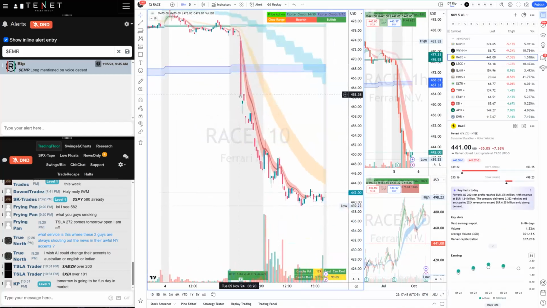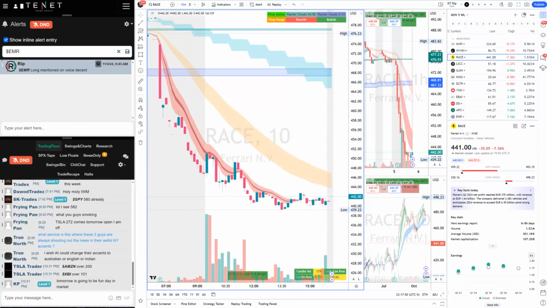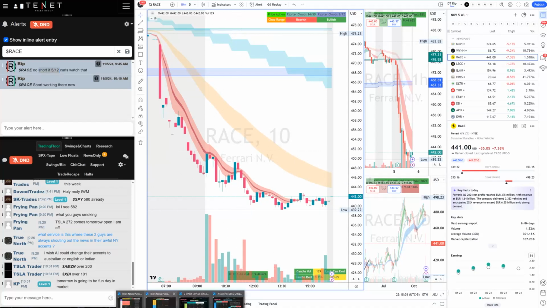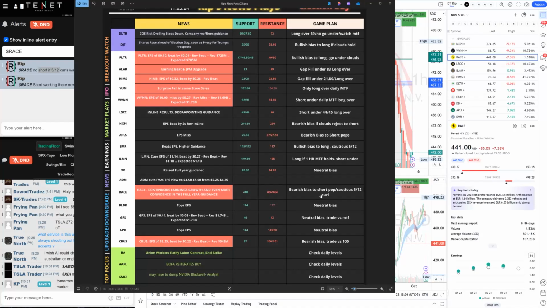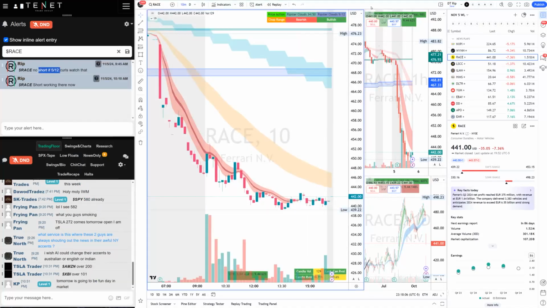So the next one we're going to look at is RACE, Ferrari, the Ferrari car company. So RACE was a short if 512 curls, but 512 never really curled, and it faded all day. It tried to curl, and then it failed that curl and faded as well. So my bias on RACE was bearish bias to short, but it needed a lot of patience. But we were doing so good with the other trades like PLTR, so didn't really need to pay too much time on that. But regardless, it was still a short.